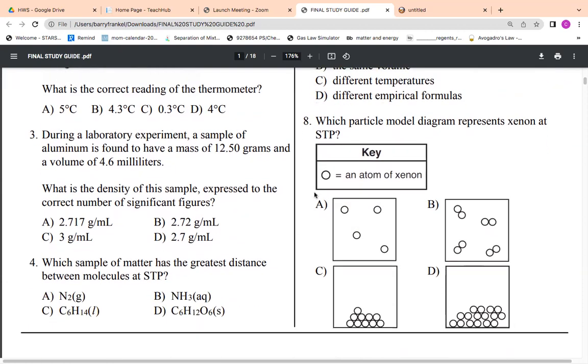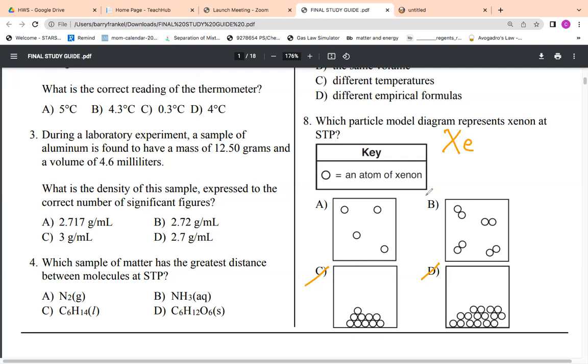Number 8, which particle model diagram represents xenon at STP? Xenon is one of our noble gases. Okay, so we're looking for a gas. So it's not C. That looks like a solid. And D, that also either looks like a solid or maybe a liquid. But it's definitely not C or D, okay? Gases always have lots of space in between them. So it would look like something like A or something like B.